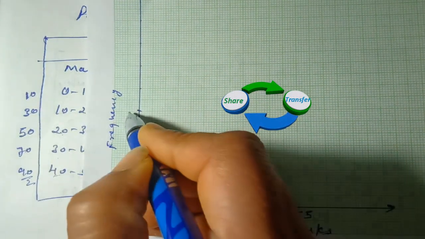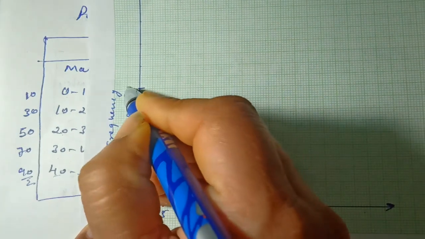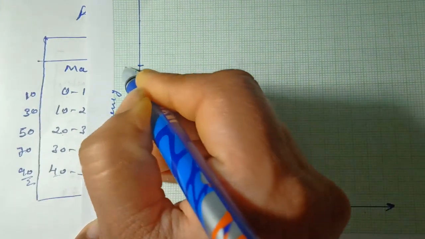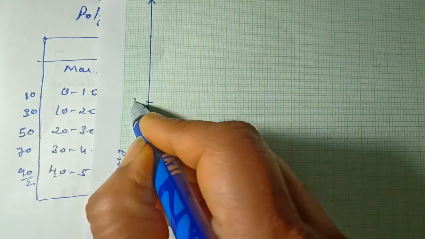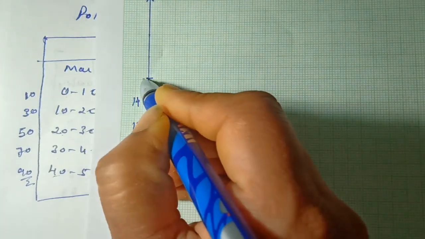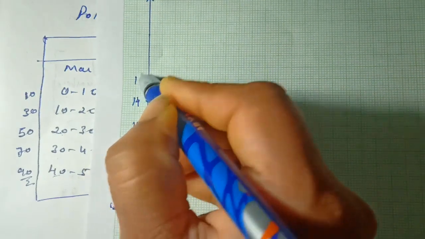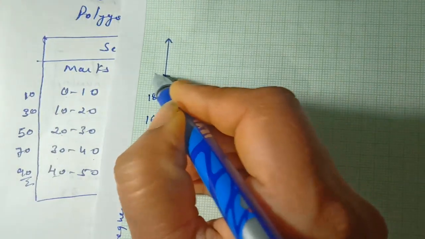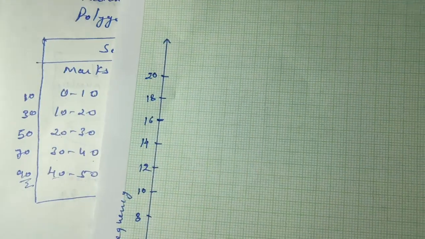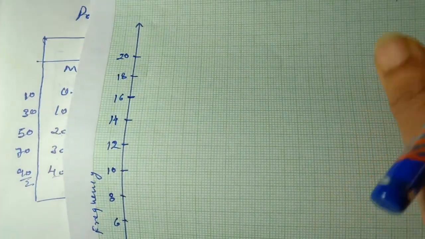After that we'll have 8, then 10, 12, 14, 16, 18, and this one will be 20. So these are the points we have plotted.